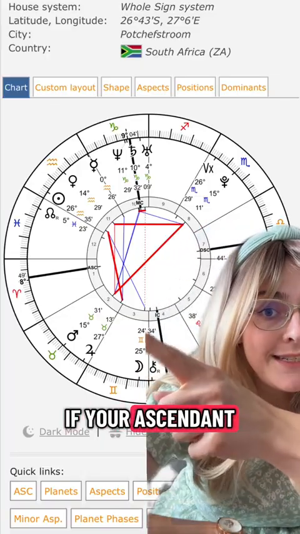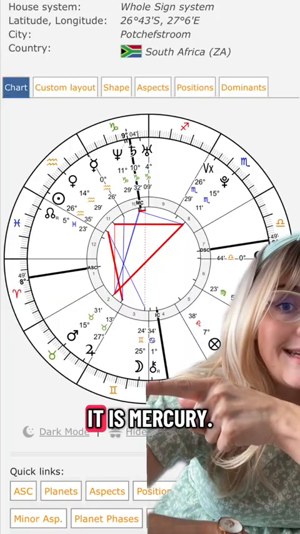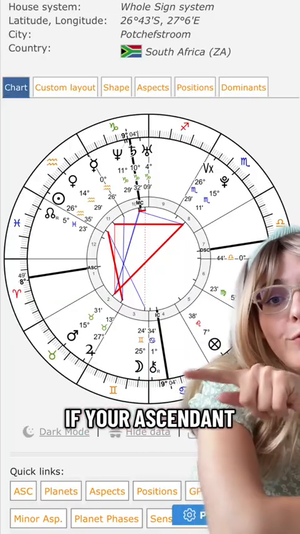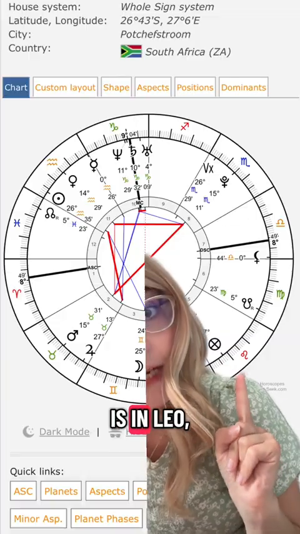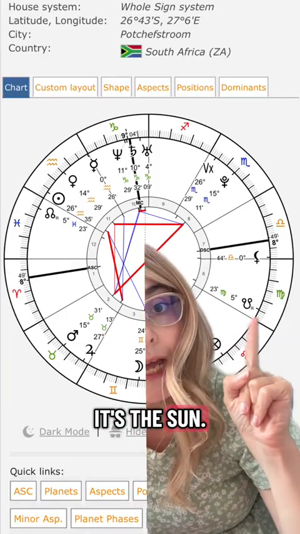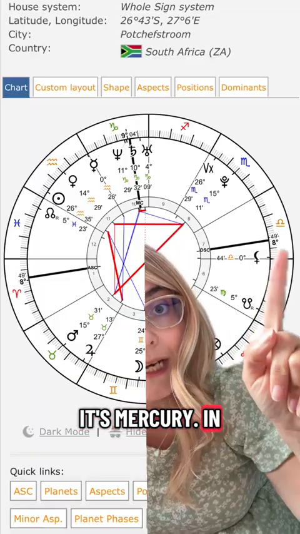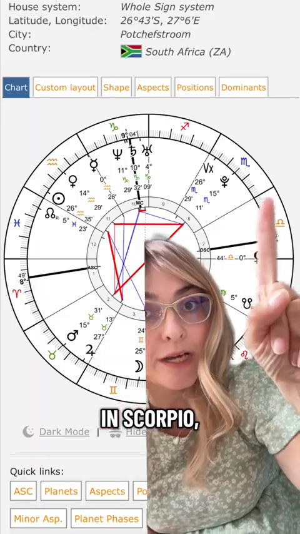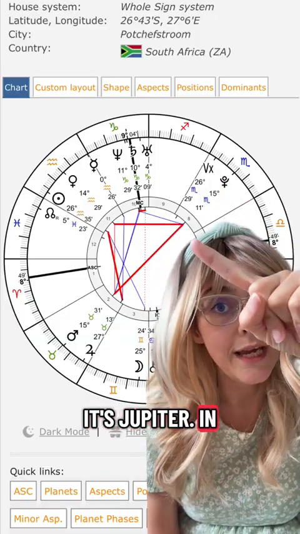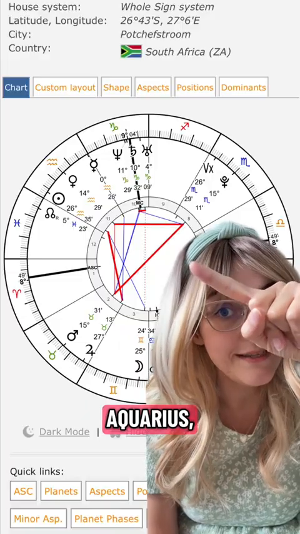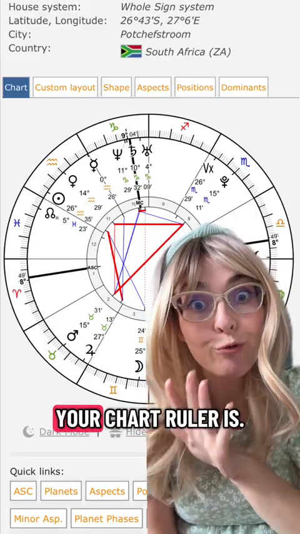If your ascendant is in Taurus, it's Venus. If your ascendant is in Gemini, it is Mercury. If your ascendant is in Cancer, it's the moon. If your ascendant is in Leo, it's the sun. If your ascendant is in Virgo, it's Mercury. In Libra, it is Venus. In Scorpio, it is Mars. In Sagittarius, it's Jupiter. In Capricorn, it's Saturn. In Aquarius, it's Saturn. And in Pisces, it is Jupiter. So now you know who your chart ruler is.